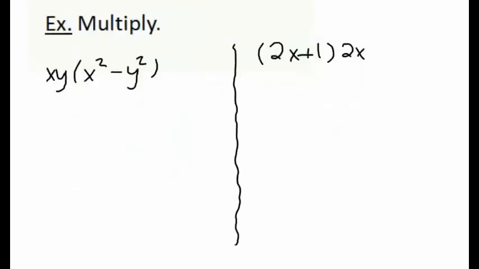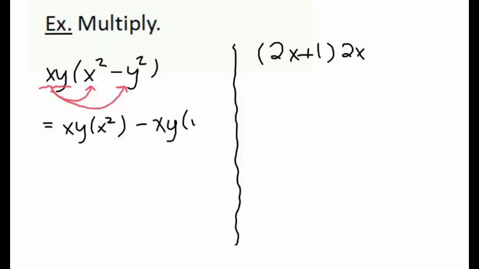Let's go ahead and use the distributive property to multiply out the following 2 examples. In our first example, we have the monomial xy on the outside, and we're going to distribute that through the brackets into the x squared and into our y squared. So we're going to get something that looks like this. We're going to get xy times x squared. We're going to keep our sign, which is the minus sign, and then do xy times y squared.